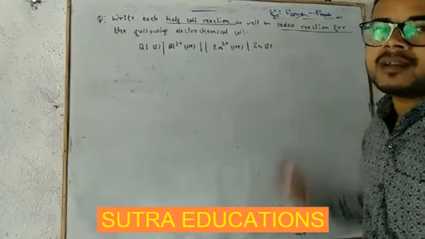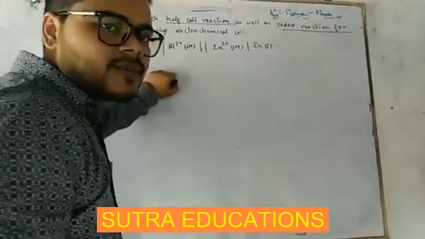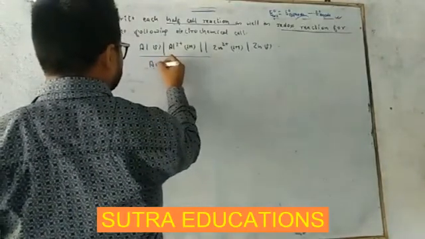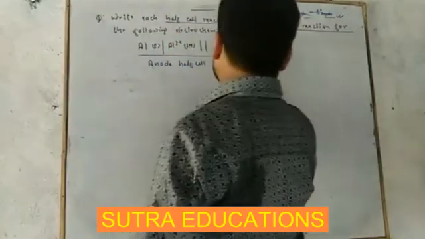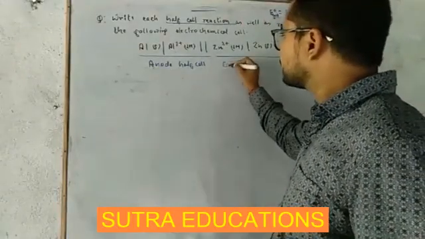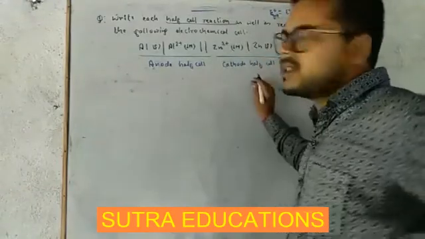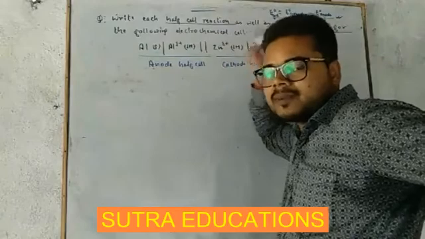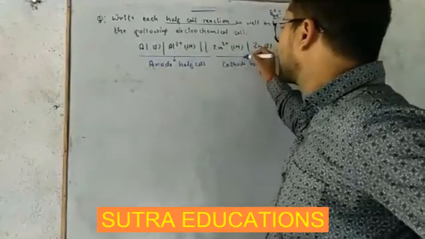So I am going to write the oxidation half cell and reduction half cell. This is the representation of the cell. Now it is very clear that the left side is the anode half cell and this one is the cathode half cell. Means if a cell is represented this way, the left part is for the anode half cell and the right part is for the cathode half cell.